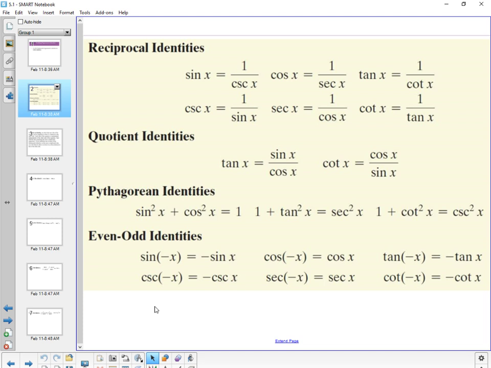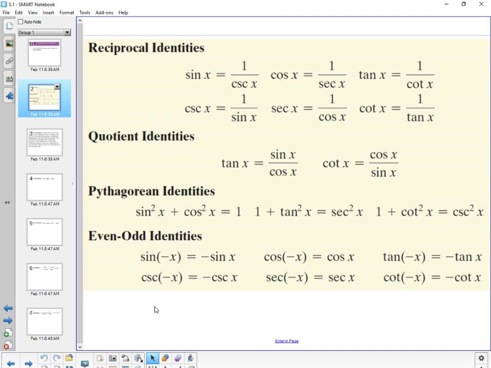Those are the even odd identities. Remember we said that. Your question was on the last ones? They're just your odd even ones. Remember we said sine was an odd function? You plug in a negative x, you get the opposite of that. We said cosine was even. You plug in the negative, you still get positive cosine. That's all that is. Which ones are even, which ones are odd?